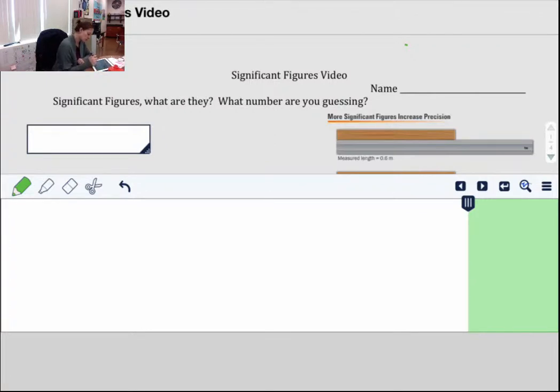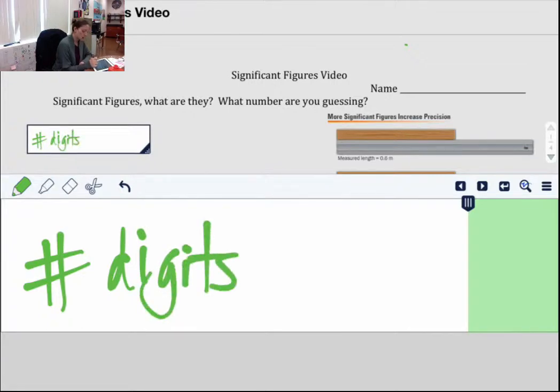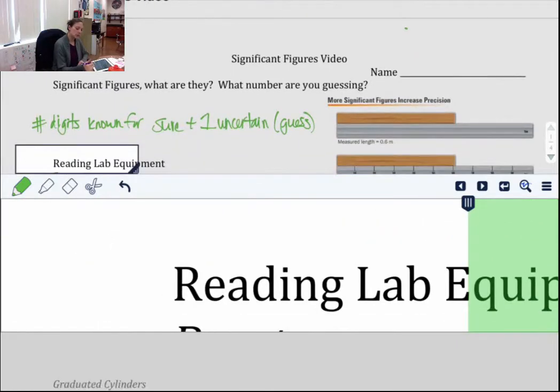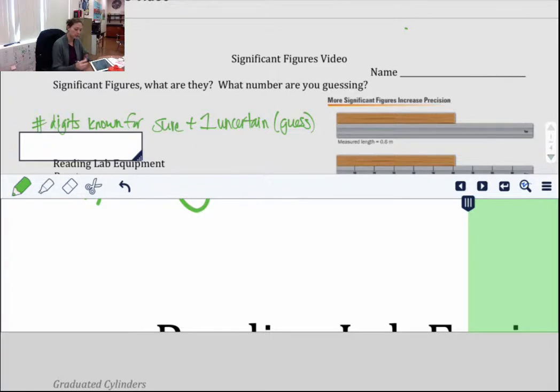A significant figure is the number of digits that are known for certain plus one uncertain digit that you are guessing. You should always be guessing one place past where you have an actual line for something. So always guess one more place.